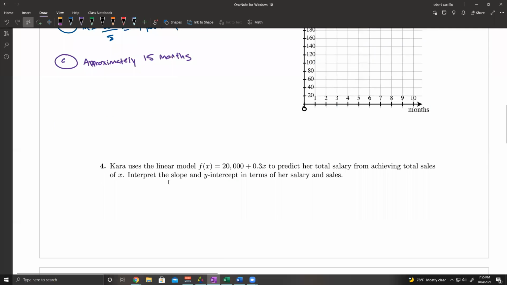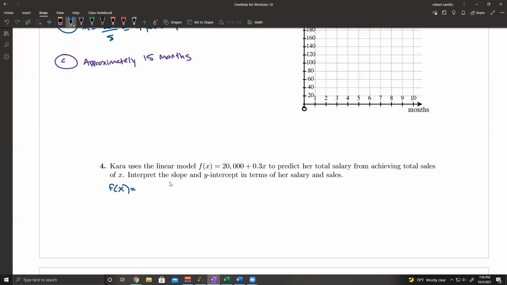All right. 4. Kara uses the linear model f of x equals 20,000 plus 0.3x to predict her total salary from achieving total sales of x. Interpret the slope and the y-intercept in terms of her salary and sales. So again, this is where the definition of a linear model comes in. I wrote it above on the very first example, but I'll do it again here.